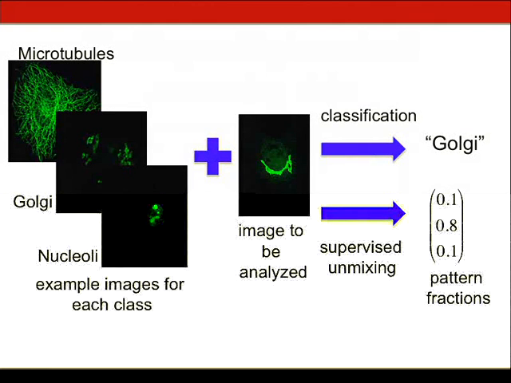So to summarize, to begin summarizing, given images of these various fundamental patterns, and then given some image that we want to analyze, we can do one of two things. We can either use traditional classification approaches, this is the by now standard approach to do things, and say, this thing is closest to this one, therefore I'll call it Golgi. Or now, we can use the supervised unmixing approach and get out the fractions of the protein that are in these different places. And this is a much more informative way of describing the pattern.